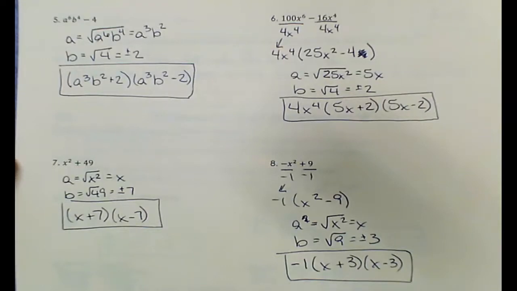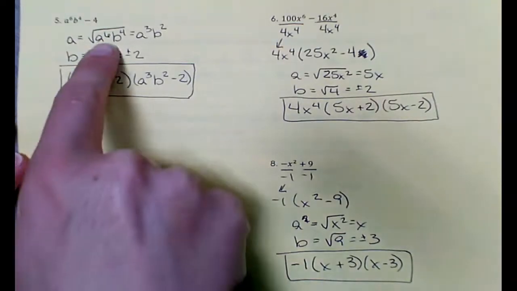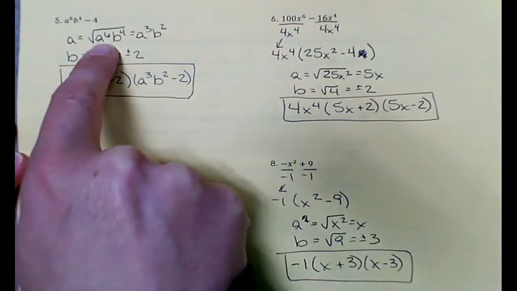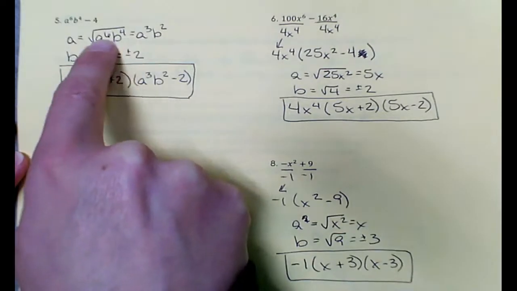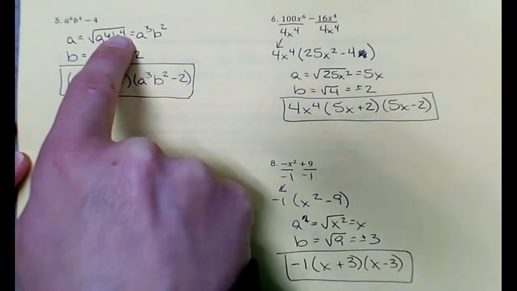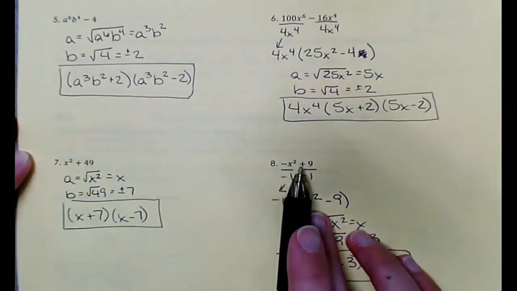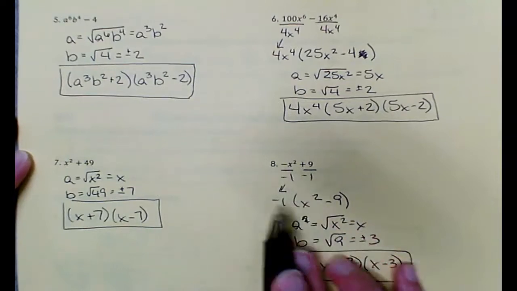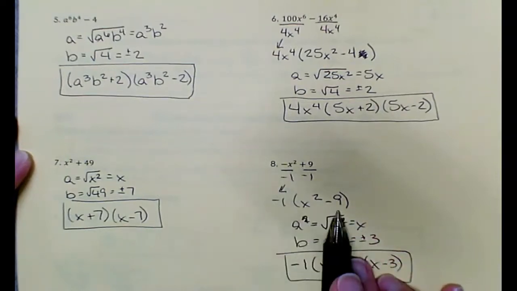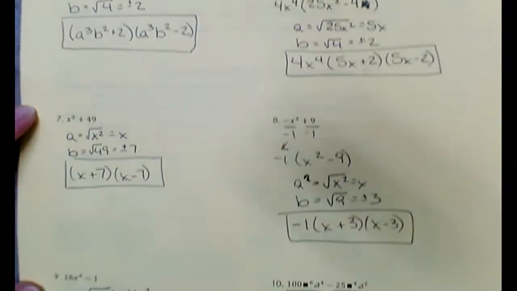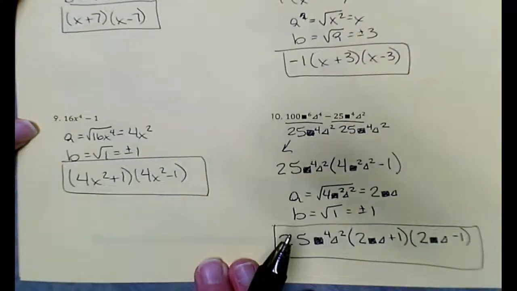Here's 5, 6, 7, and 8. Notice that whenever you square root a term that has an even exponent, basically you're taking those exponents and cutting them in half. So keep that in mind. It's the only really extra thing that's happening in these problems. I also noticed that number 8 was not a difference problem, but whenever you take out a GCF of -1, it did become a difference of 2 squares. And then finally, here are the answers to 9 and 10.